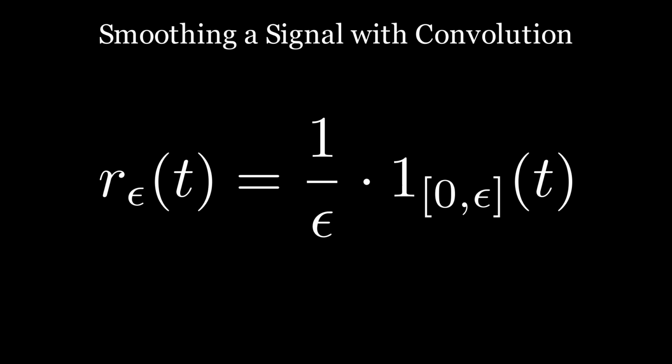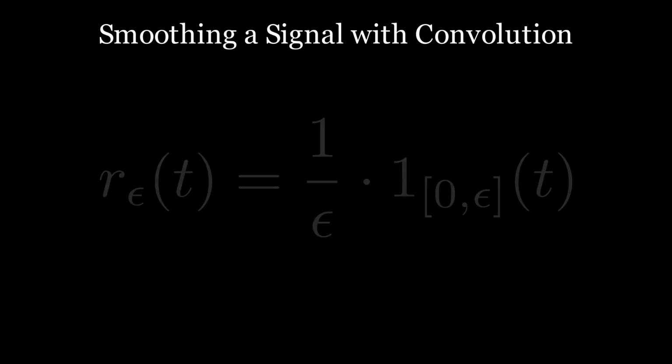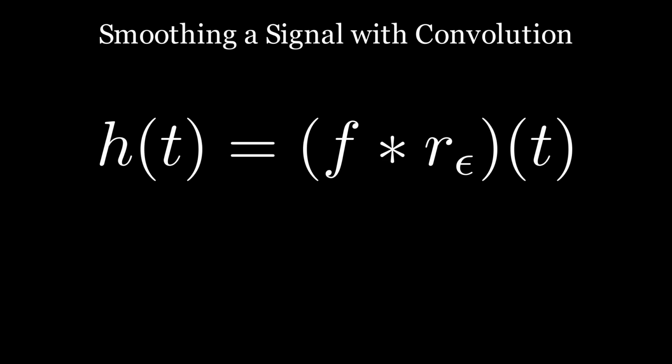The output signal h(t) is the convolution of the input signal f with the rectangular function r_ε. The convolution simplifies to this integral, which averages f over the interval from t − ε to t.